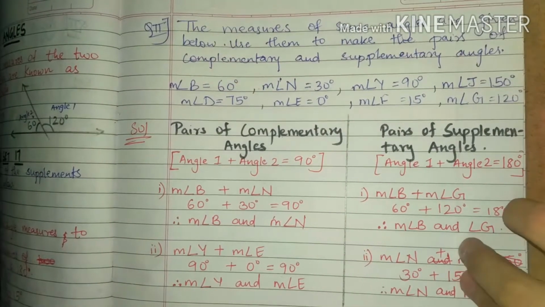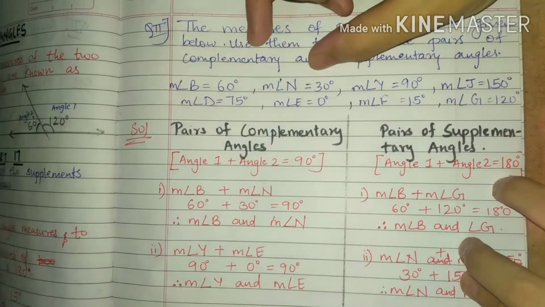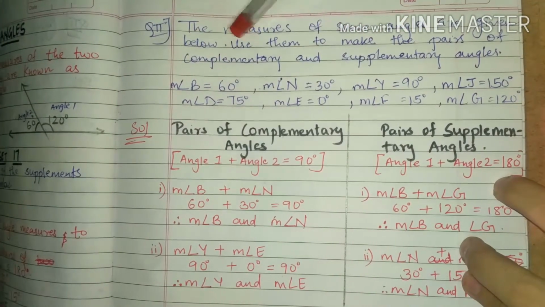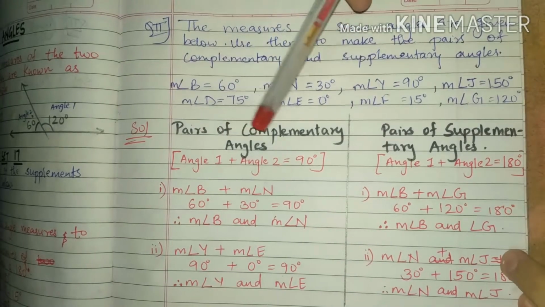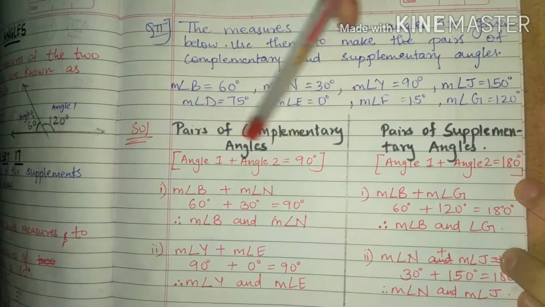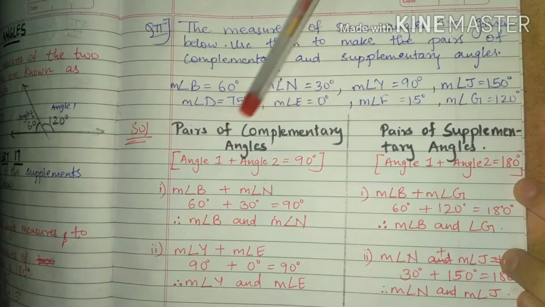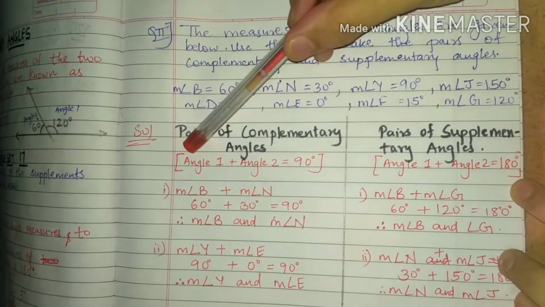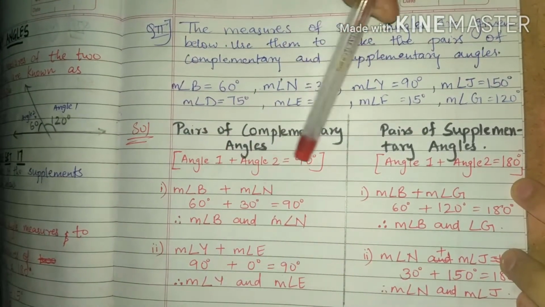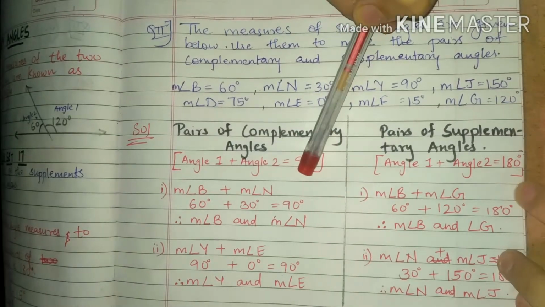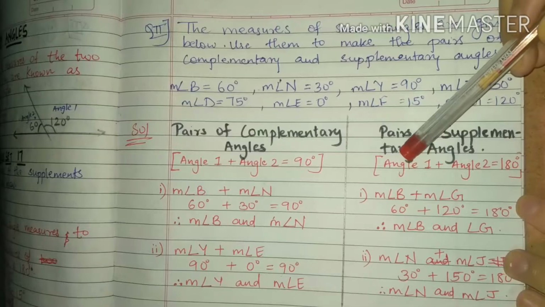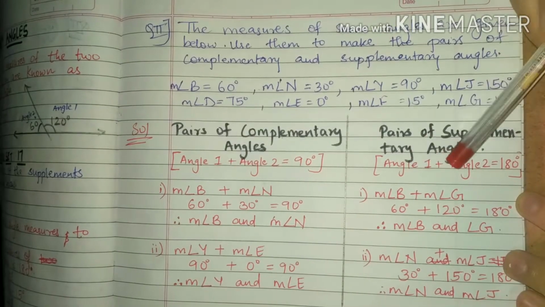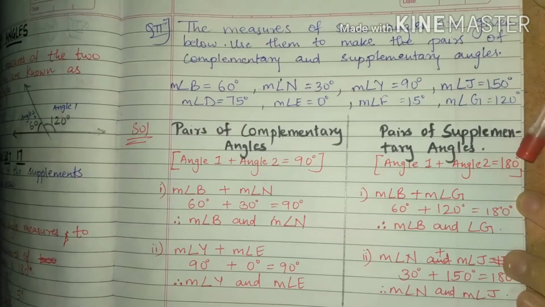We have to make pairs of two angles which are complementary, and we have to make pairs for supplementary. Now you know that for pairs of complementary, what is the case? Angle 1 plus angle 2 should be equal to 90 degrees. And for supplementary, what is the case? Angle 1 plus angle 2 should be equal to 180.